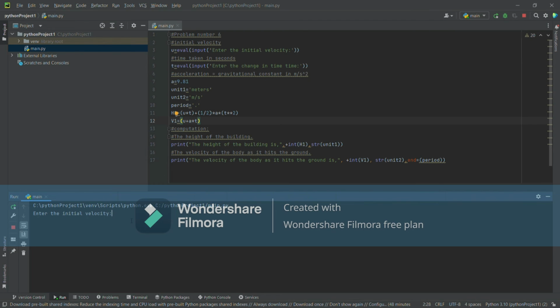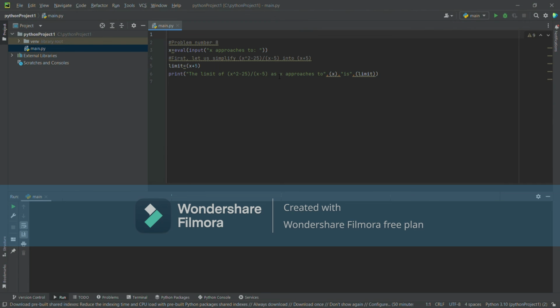If I run this program, the initial velocity is, let's say, 0, and the change in time is 8 seconds. So for the height of the building, we get the result of 313 meters, and this is the height of the building. And for the velocity of the body as it hits the ground, we get the result of 78 meters per second. But if we calculate this on a calculator, this is not the exact amount. This is rounded off to the nearest tenths.